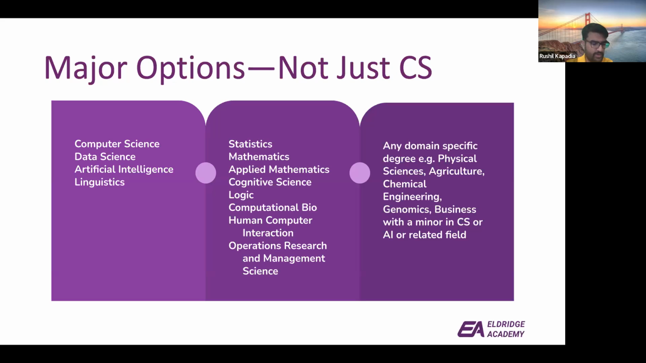The next step is if you want to go a little bit more on the mathy side. There's stats, maths, applied maths, cognitive science. I'm actually taking a logic minor myself, which is kind of more the philosophy of computer science. And just all these other fields like biology, human-computer interaction, these are all important. You can go ahead and apply machine learning to these because machine learning is just a tool. And lastly, you can get a domain-specific degree. You can get physical sciences, agriculture, chemical engineering. All these fields have a place where you can apply machine learning.